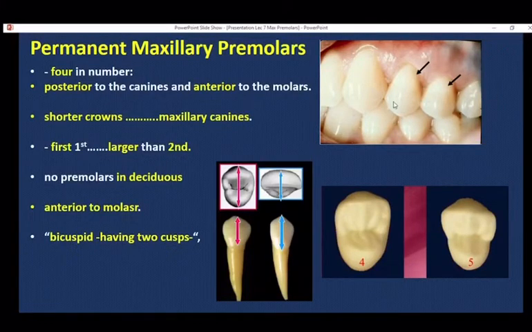Also, we call it bicuspid because it has two main cusps. There is no premolar in deciduous teeth, because the deciduous posterior teeth just include molars. There are no premolars.